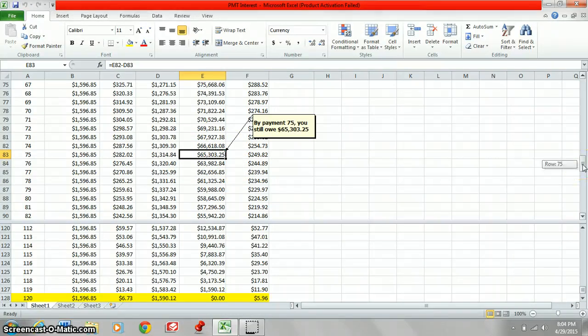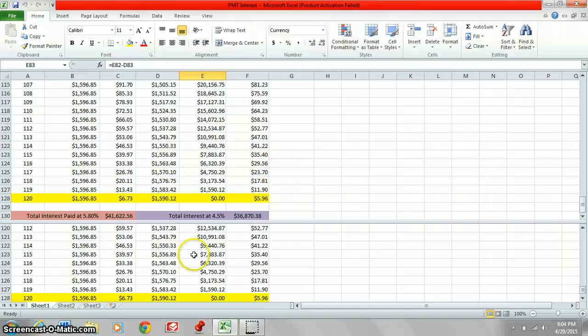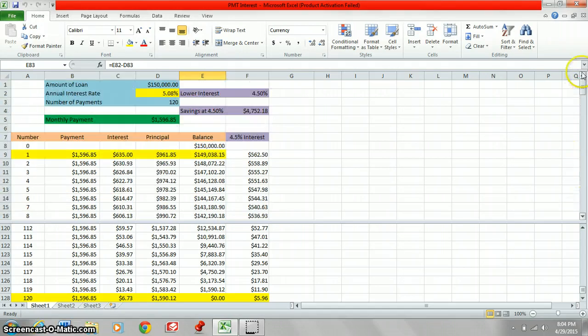The other question that we had was, if we found a bank for interest rate at 4.5%, how much money would you save? Found that to be $36,870.38 versus your total interest here at 5.8%. So comparing it to 5.8%, you'd save $4,752.18. So save a little bit of money there.